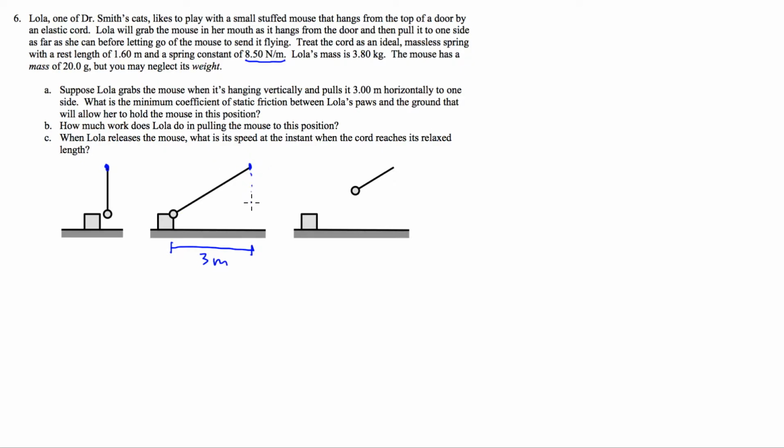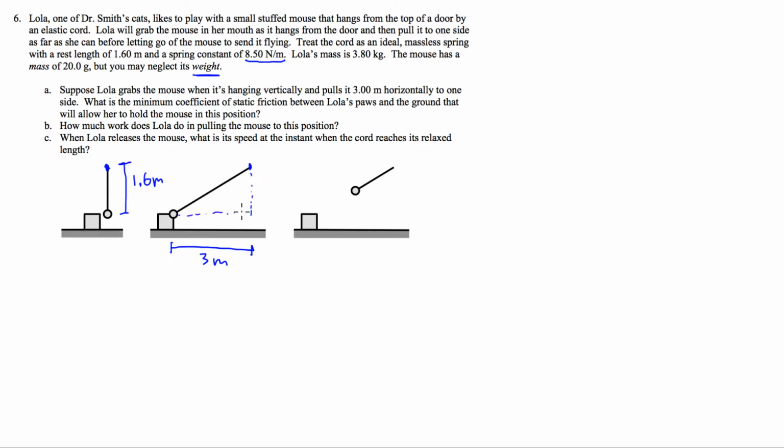So the initial length of the string when it's at rest is 1.6 meters. Now, you might think that 1.6 meters is the relaxed length of the spring, and then the mouse would pull it down. But what I said here was to neglect the weight of the mouse. Among other things, that means don't worry about the mouse pulling the string down and giving a little bit of initial displacement. So Lola pulls it horizontally 3 meters.